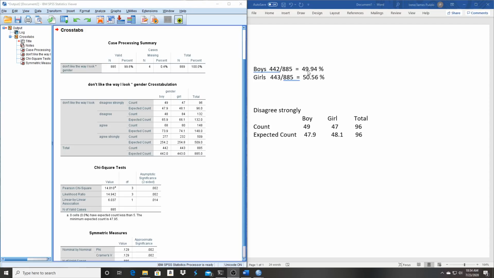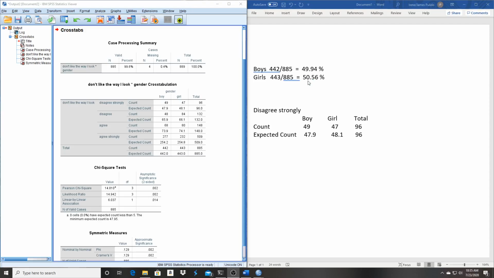That represents 49.94% of the entire group. And the girls is 443 of the 885, which is 50.56% of the whole, okay? Now that is very important because just like the coin toss, you can't do anything until you tell me what the expectation is in terms of how it's distributed, in terms of percentage, heads versus tails. And you have to start there.